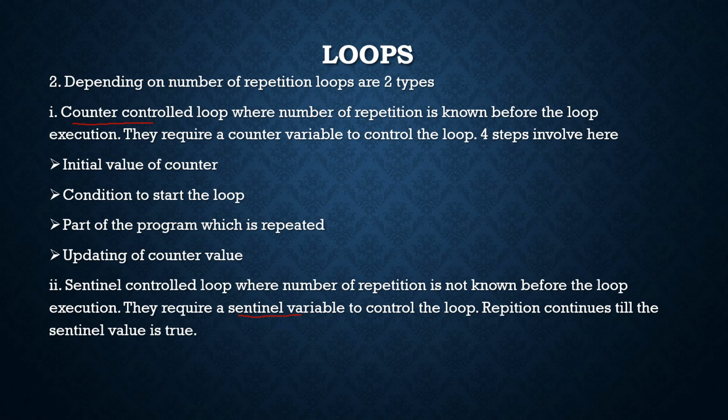For example, suppose we want to enter 10 numbers, then it is a counter control loop because we know that we are entering 10 numbers. So before loop execution we know our loop is going to repeat 10 times. But if the question says enter numbers as long as you wish, or as long as a 0 is not entered, in that case it will be a sentinel control loop because the number of repetitions is not known before the loop execution. We can only know after the execution.